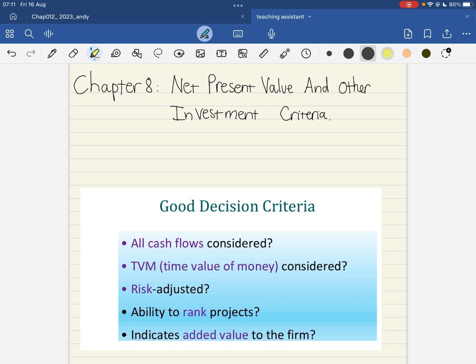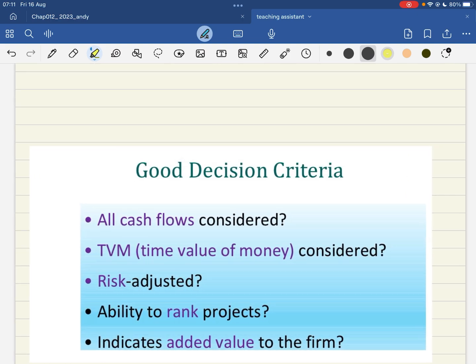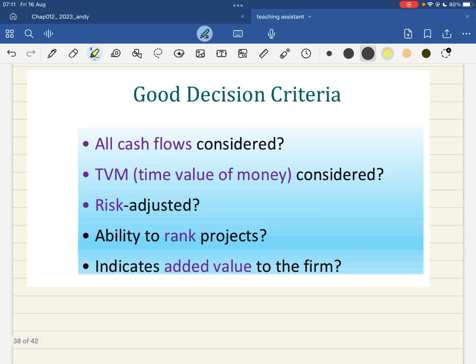To answer how to make investment decisions, we need to find out 5 key points. First, are all the cash flows considered with the strategy we're using? Will the strategy we use consider the time value of money? Is the investing strategy we are using risk adjusted? Do we have the ability to rank the projects? And finally, will the investing strategy indicate added value to the firm?